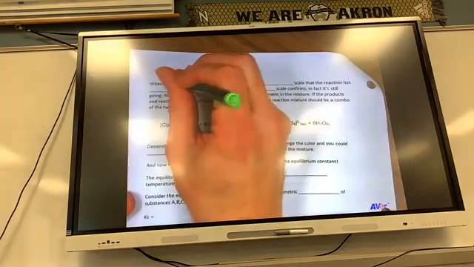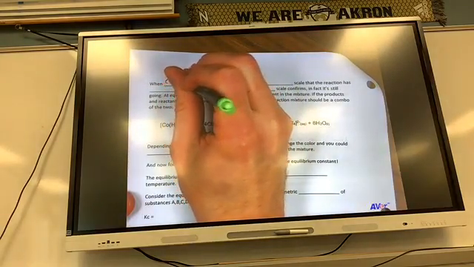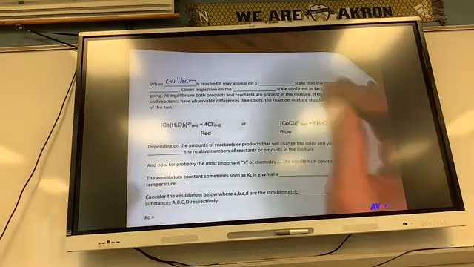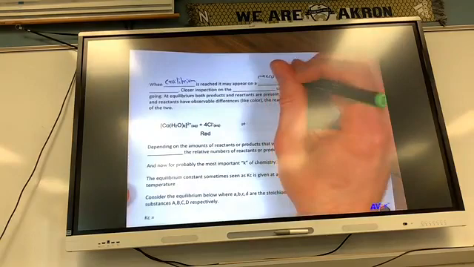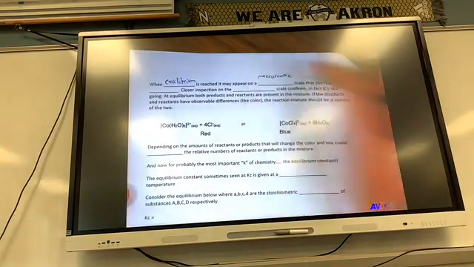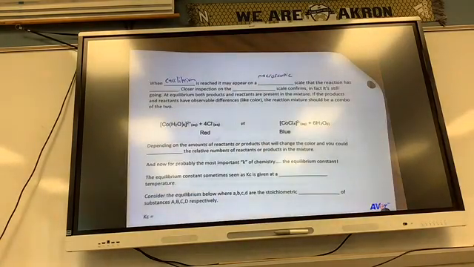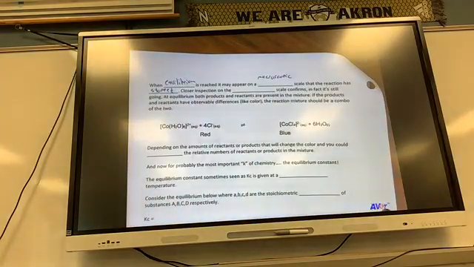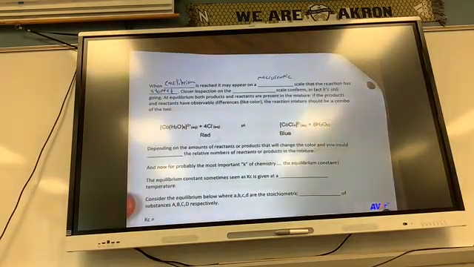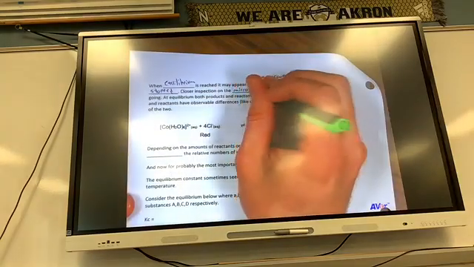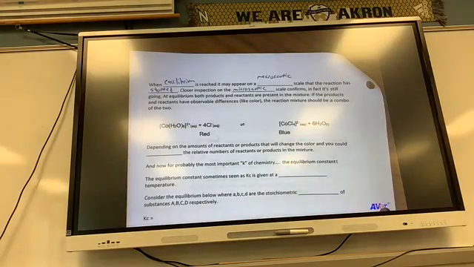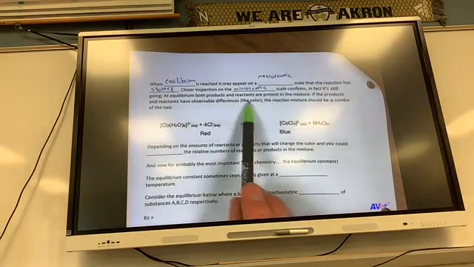When equilibrium is reached, it may appear on a macroscopic scale. Macro means what? So like to the naked eye, that the reaction has stopped. But on closer inspection on the microscopic scale, it would confirm that it's still going. So at equilibrium, both products and reactants are present in the mixture.